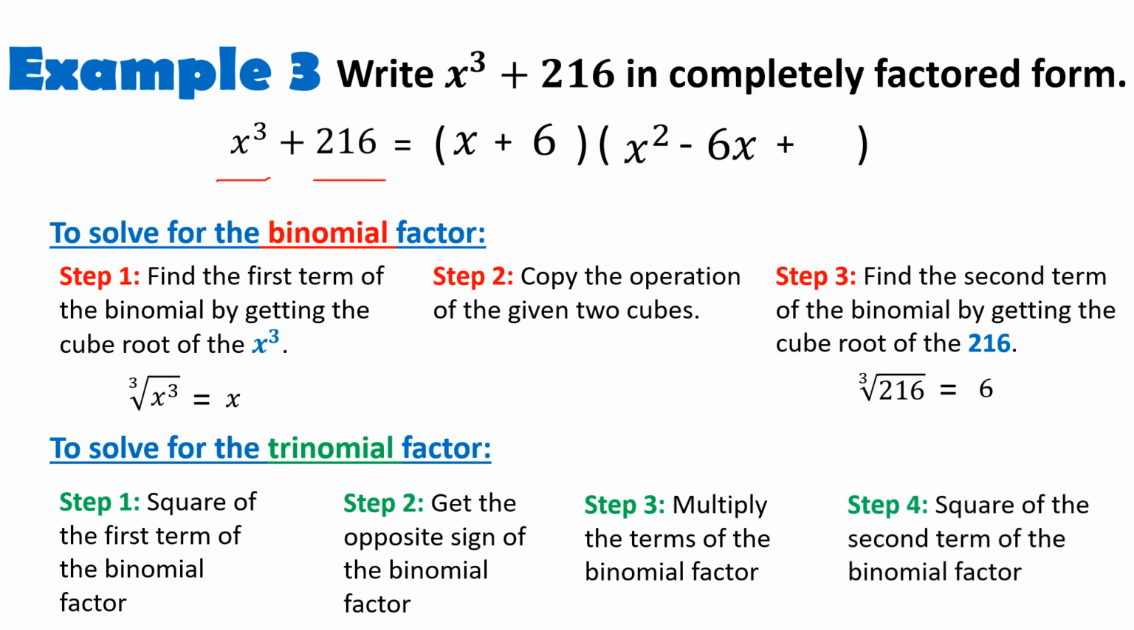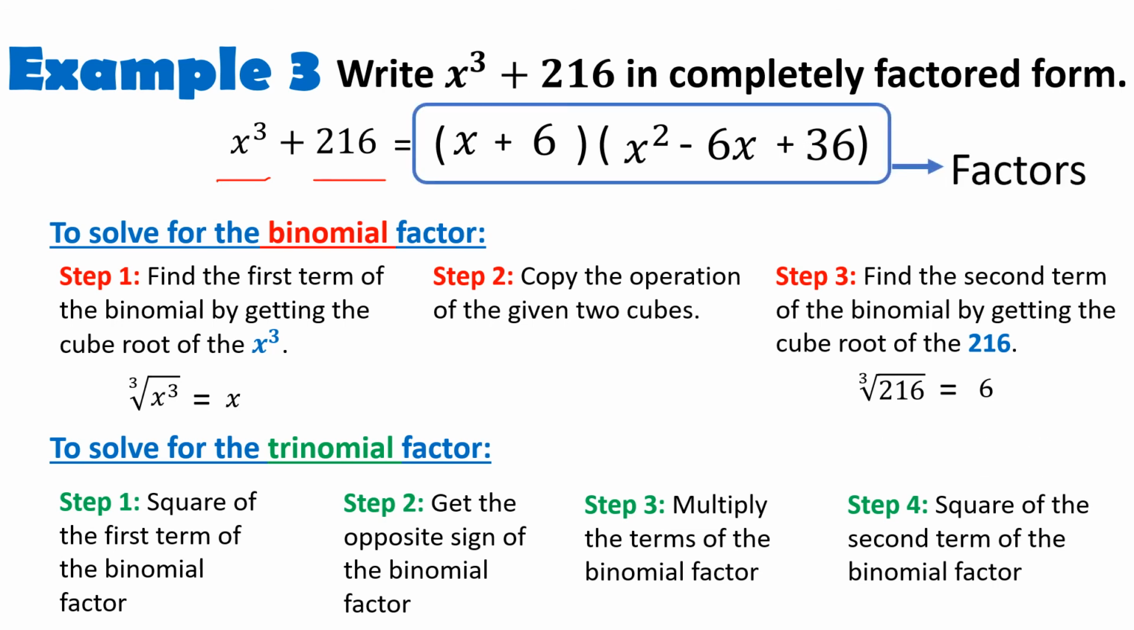Step 4. Square the second term of the binomial factor. So what is the square of 6? That is equal to 6 times 6, which is equal to 36. So our final factors are the following: x plus 6 times the quantity x squared minus 6x plus 36.